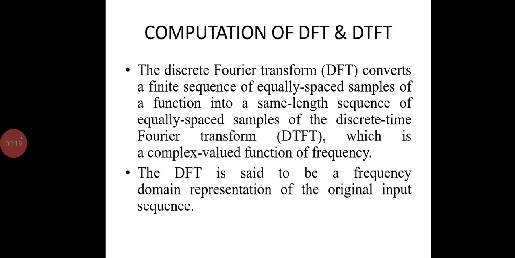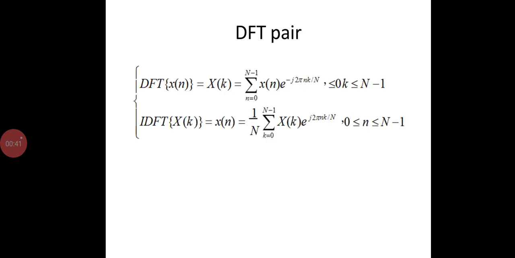While we are seeing the discrete Fourier transform, it converts a finite sequence of equally spaced samples of a function into a same length sequence of equally spaced samples of the discrete time Fourier transform, which is a complex valued function of frequency. And here the DFT is said to be the frequency domain representation of the original input signals.